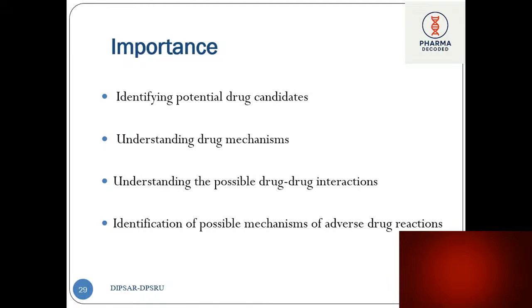So if you want to identify potential drug candidates, you can apply these techniques. If you want to understand the mechanism of the drugs, you can apply these techniques, where you can talk about new chemical entities, whatever. If you want to understand possible drug-drug interactions, you can apply these techniques. If you want to identify the possible mechanism of adverse drug reactions, you can apply there also. We are applying it currently. We are using network techniques to identify the possible mechanism of adverse drug reactions, because our lab is working on signal identification as well by using Bayesian and frequency based approaches.